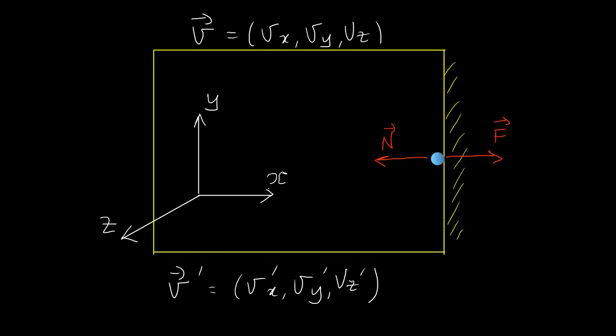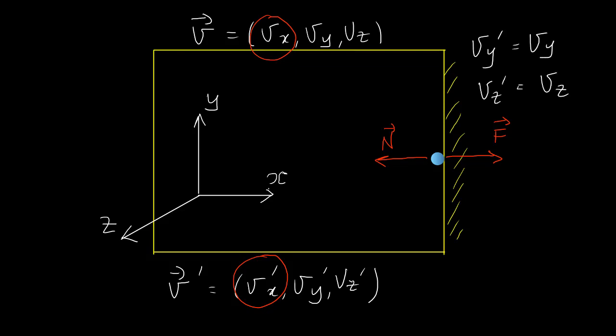So, since the wall is vertical, it is only the perpendicular velocity component Vx that changes, and Vy and Vz don't change, so Vy prime equals Vy and Vz prime equals Vz. Therefore, the analysis is reduced to a collision in one dimension. Although we know that, in general, the particle strikes the wall at an angle, we will consider a normal collision because we are only concerned with the normal component.